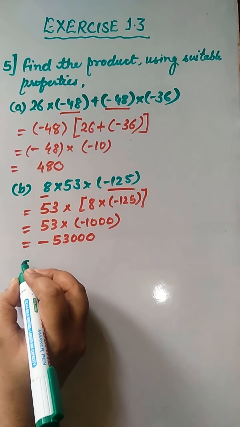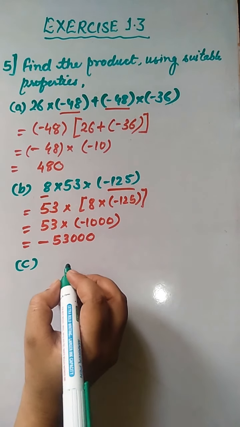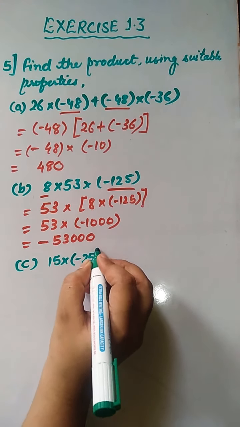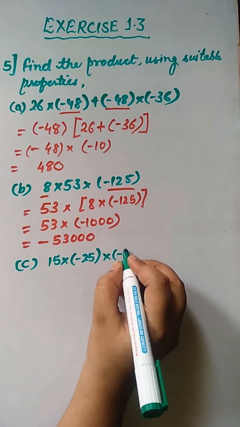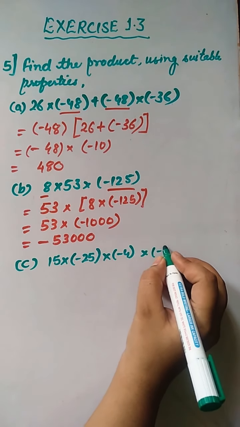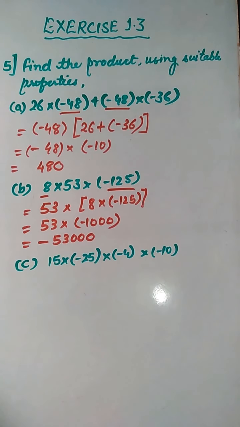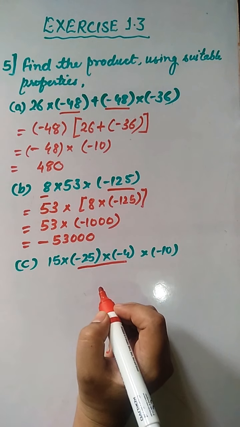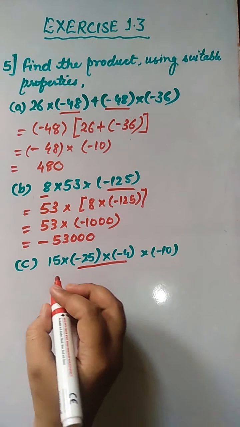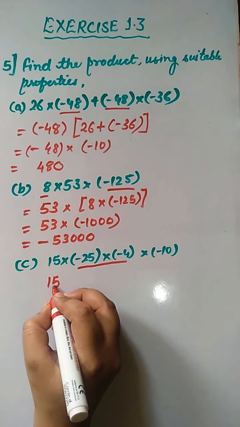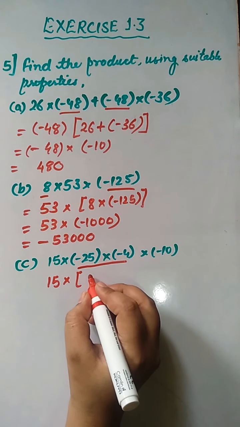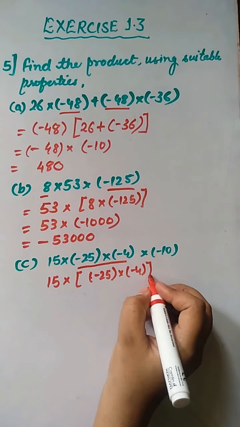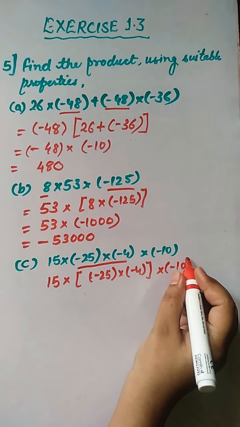Now C part. C part is 15 into minus 25 into minus 4 into minus 10. Now in this question, if you see 25 into minus 4 is how much? 100. 25 into 4 is 100. So what we can do, that 15 into, we can write this together in a bracket, minus 25 into minus 4 we are multiplying together, and minus 10 is outside.